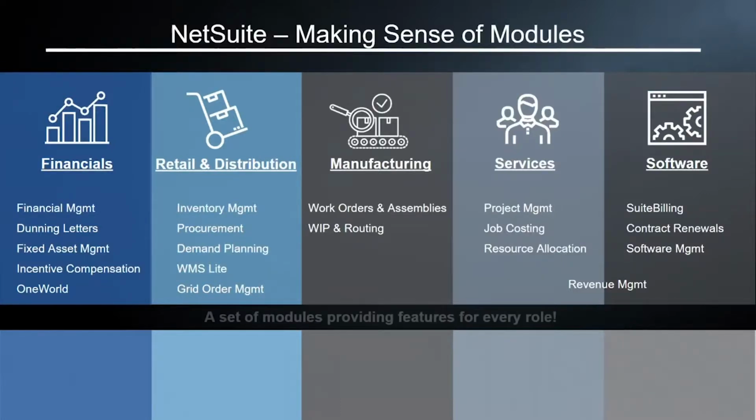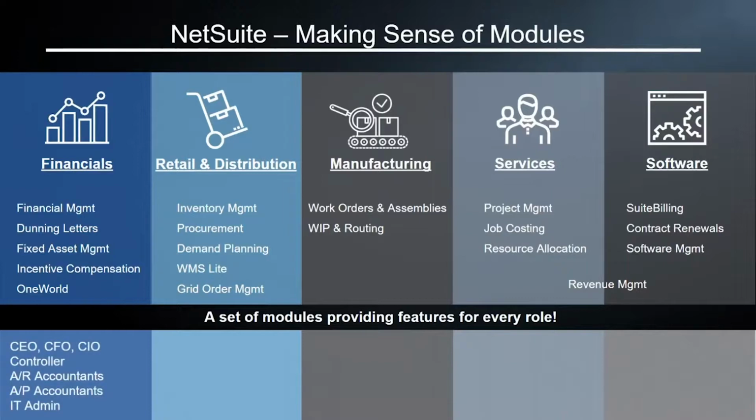And NetSuite provides a set of modules for every role. At its core, NetSuite is a financial system of record, and we have additional modules that could be used no matter your industry, such as financial management for budgeting, expense allocation, and amortization, dunning letters to automate collections emails, and even OneWorld when managing a multi-company or even multinational organization across many jurisdictions. This is, of course, pertinent to the C-suite, finance, and the IT admin within the organization, who could manage user permissions across multiple companies with OneWorld.